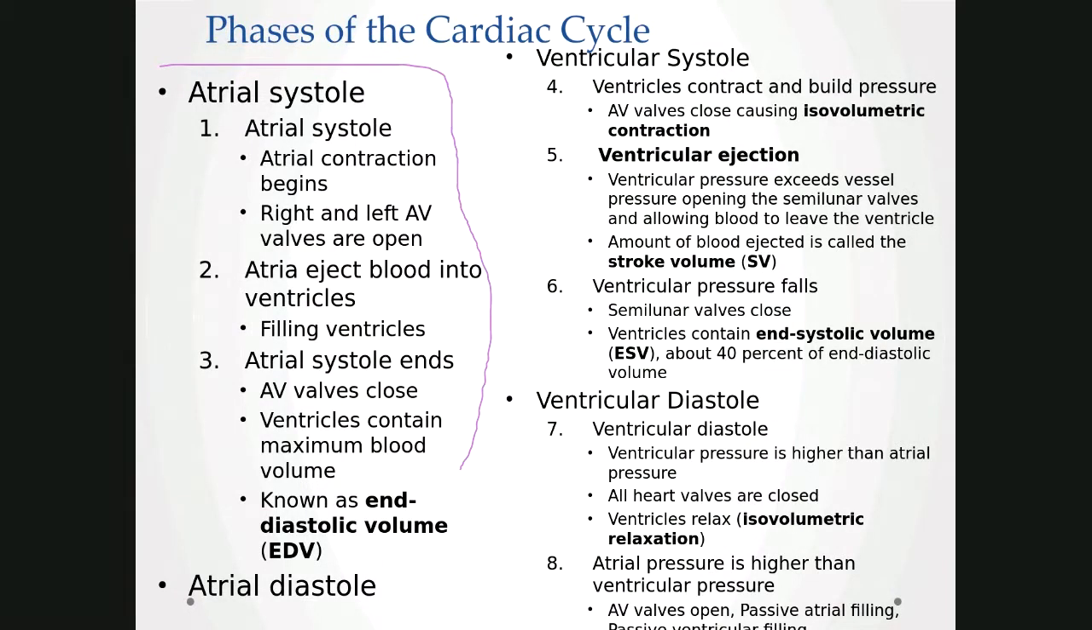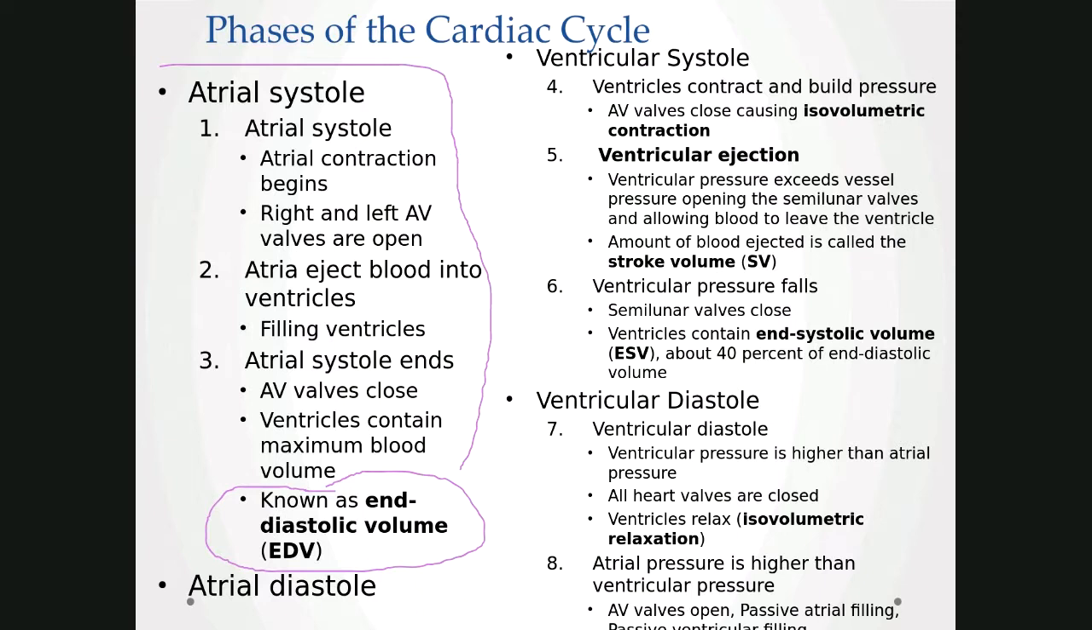Atrial systole has these sub-events happening. The atrial cells are contracting. The right and left AV valves are still open. The atria eject blood into the ventricles to fully fill the ventricles. The atrial systole starts to end. The AV valves will start to close. The ventricles are then going to contain the largest amount of blood inside them, and that is known as our end of ventricular diastolic period volume. Again, that's a lot of words, so we shorten it to the end diastolic volume of the ventricle, which is also abbreviated as the EDV.